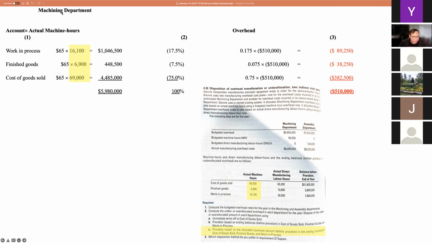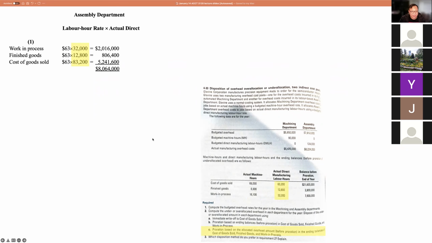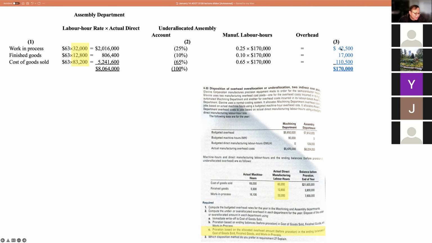Now we are only finished with the machining department, right? How about the assembly department? The same idea. Now you are using $63, that's the rate we calculated, times the actual labor hours. For assembly it's not machine hours, it's labor hours. You figure out the overhead allocated to each account, and based on this relative balance, you figure out the proportion. Then you can see the adjustment to make to each account. Are we okay with this?